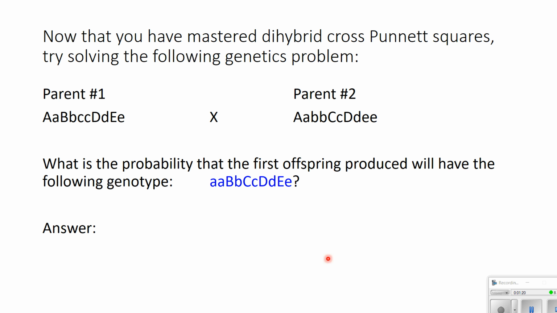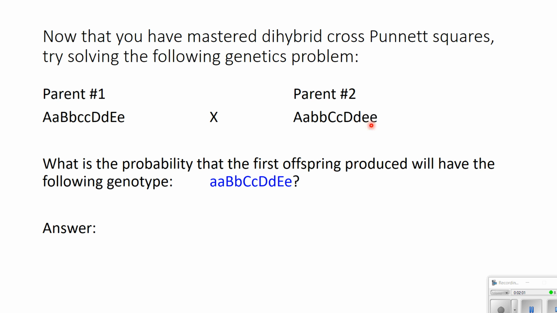Okay, so recently you have mastered dihybrid cross Punnett squares. So let's kick it up a notch. Here is a problem that could be solved with a pentahybrid cross. So look at parent number 1, heterozygous for the first 2 traits, homozygous recessive for the third, heterozygous, crossed with parent number 2, that is heterozygous, homozygous recessive for the second trait, heterozygous, homozygous recessive.